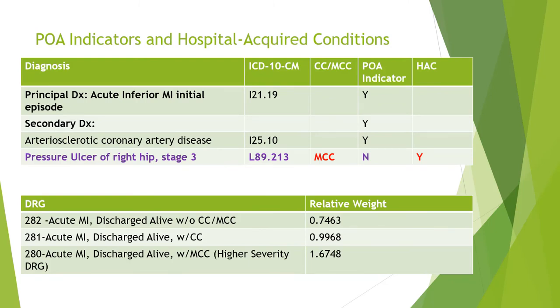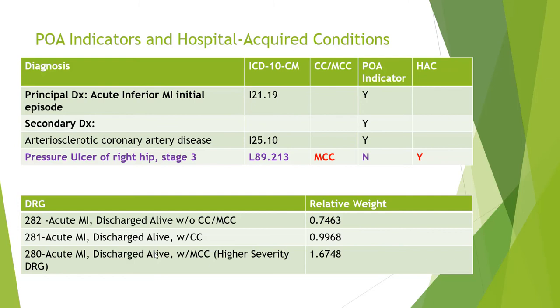You've got a patient admitted with a principal diagnosis of acute inferior MI, initial episode. MI is a myocardial infarction. And also has a secondary diagnosis of arteriosclerotic coronary artery disease. You see the POA indicators. They're in the fourth column. Yes, she came in with the MI. Yes, she came in with the coronary artery disease. But during her stay, she developed a stage 3 pressure ulcer of her right hip. That is an L89.213 diagnosis. It is a major complication comorbidity, and it is a hospital-acquired condition. Why is that important?